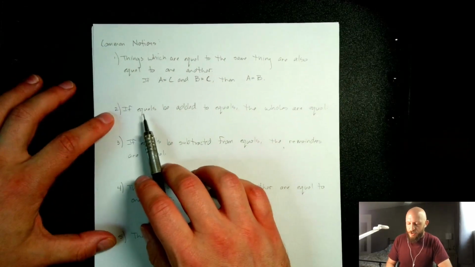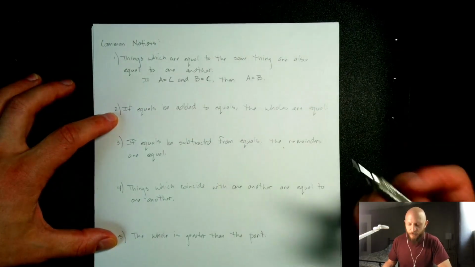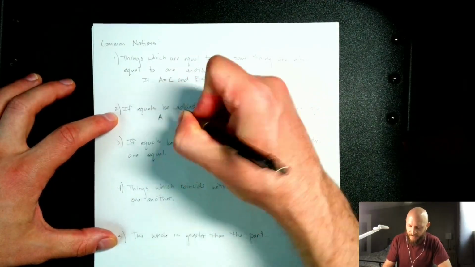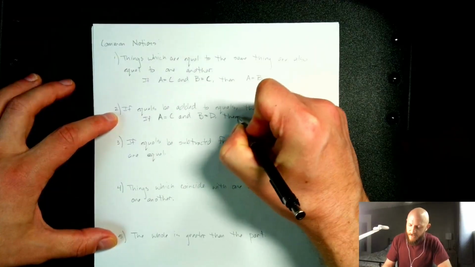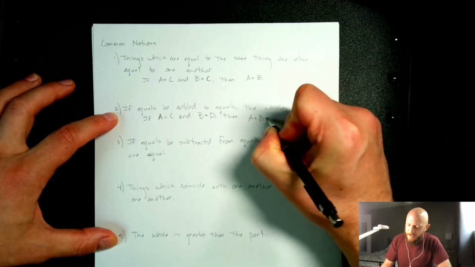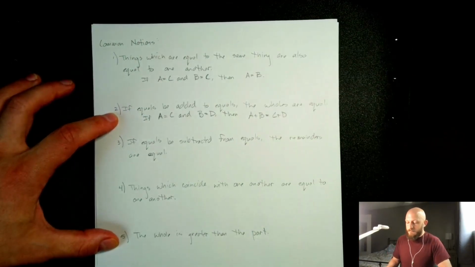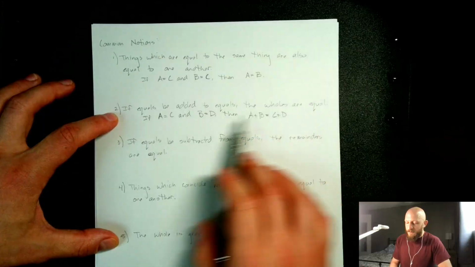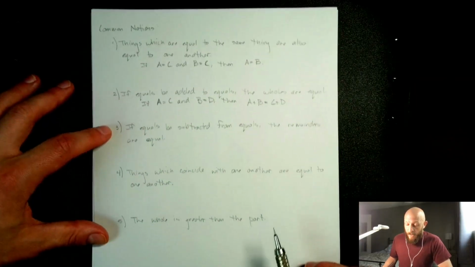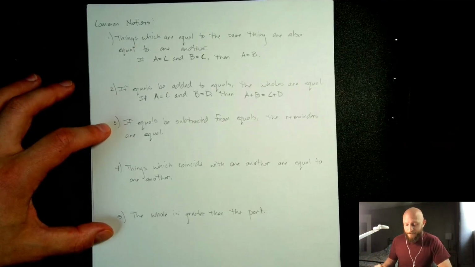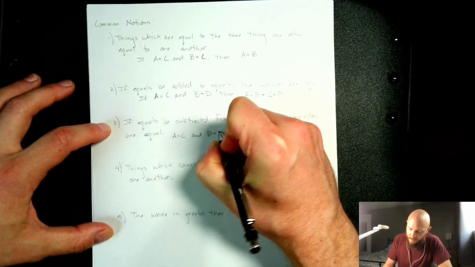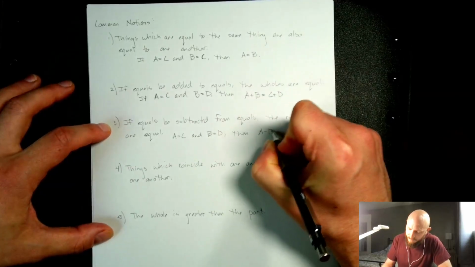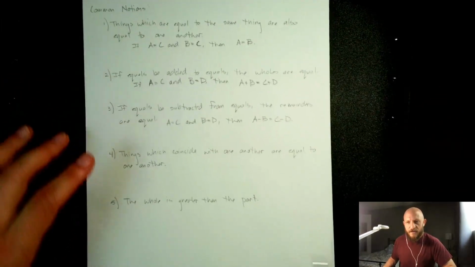All right, common notion 2. If equals be added to equals, the wholes are equal. So it's saying that if A equals C and B equals D, then A plus B equals C plus D. And then common notion 3 is the same idea, but with subtraction. If equals be subtracted from equals, the remainders are equal. So again, if A equals C and B equals D, then A minus B equals C minus D.